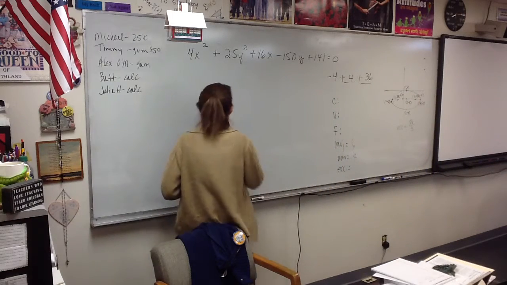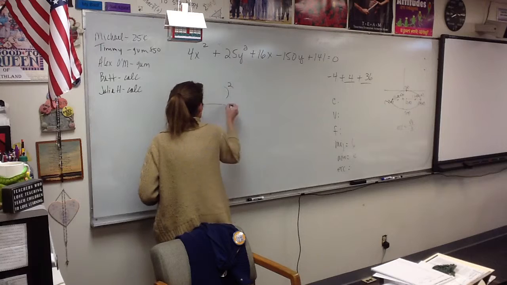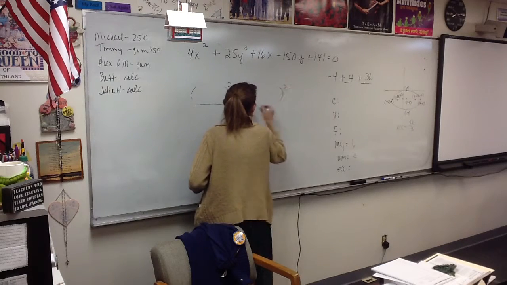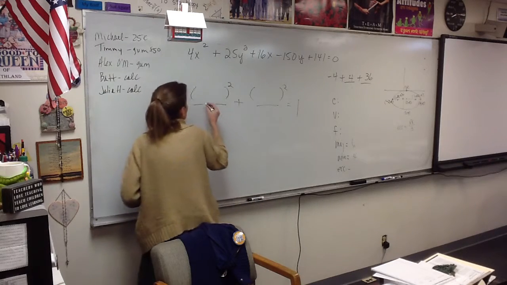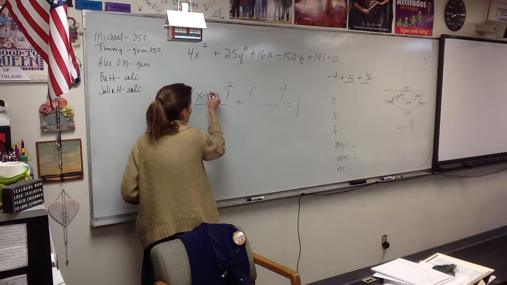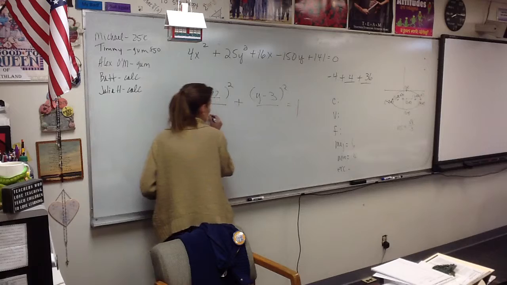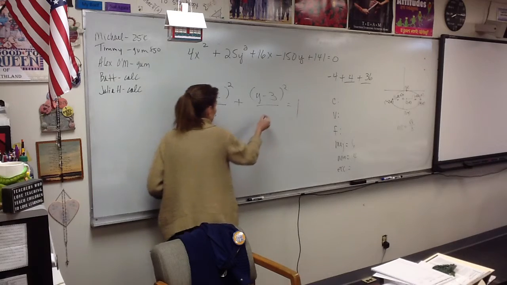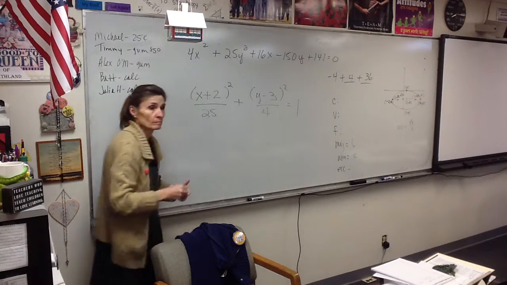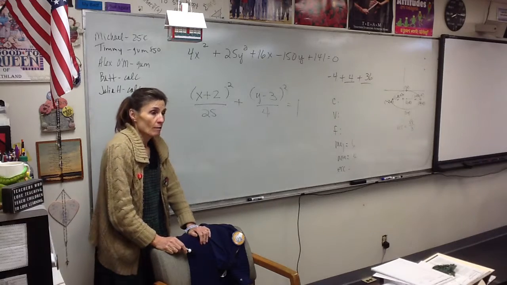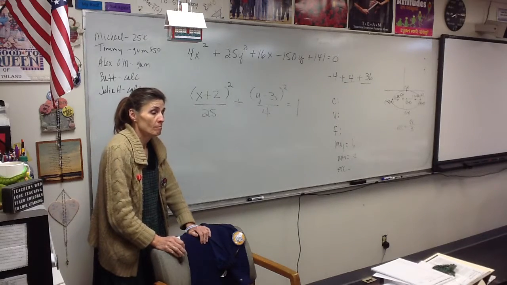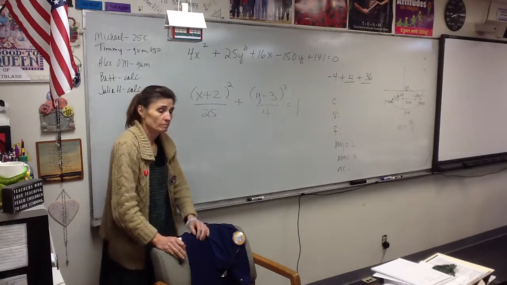Okay, did you get this in standard form? What did it look like? (x plus 2) squared over 25, plus (y minus 3) squared over 4, equals 1. Everybody okay with that?